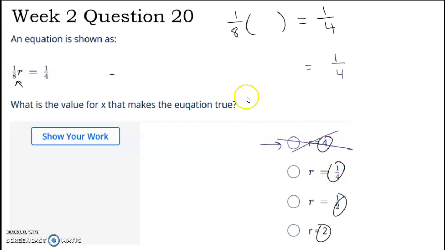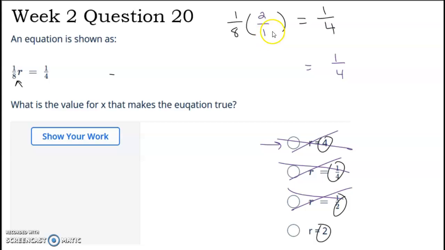Let's try 1/4. 1 times 1 is 1. 8 times 4 is 32. Nope. That's not going to work. Okay, it's definitely not 1/4. Let's try it again. Substitute a new number in. 1/2. 1 times 1 is 1. 8 times 2 is 16. That is not 1/4. So we pretty much have figured out our answer at this point, but let's just go ahead and prove it.